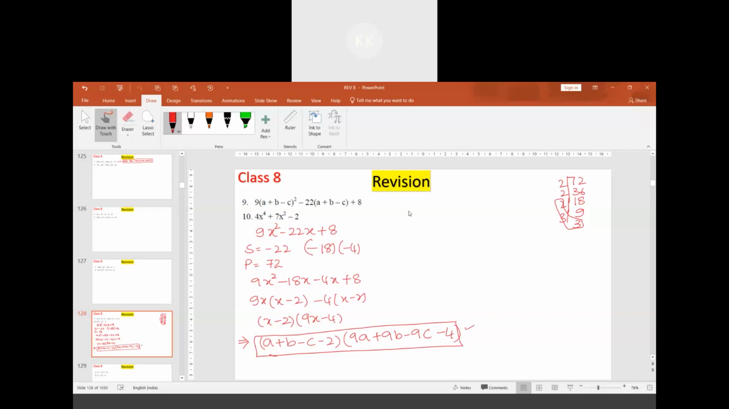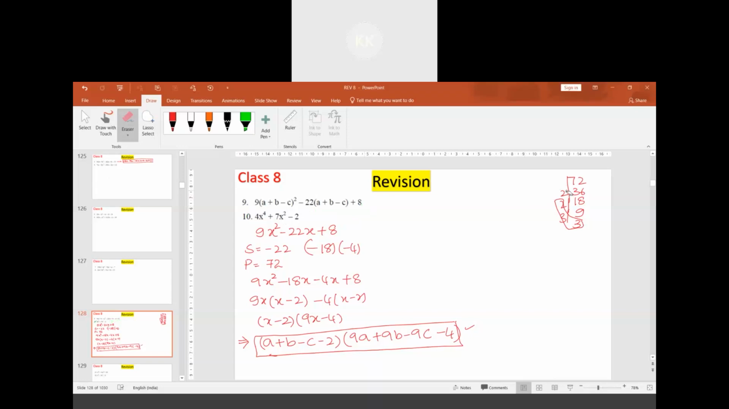Thank you, sir. Now let's see how to solve the 10th question. Sir, 8x minus 1. No, there will be 4 factors. We can split the middle term. 4x to the power 4 plus 7x square minus 2. This type of expression is called a biquadratic. Since the power is 4, there has to be 4 factors.